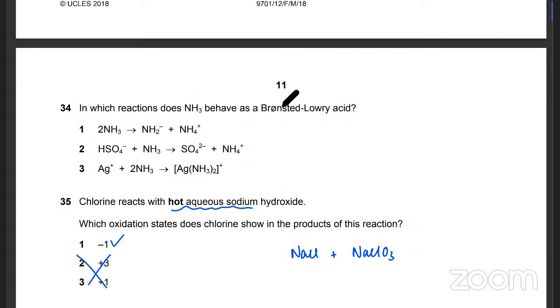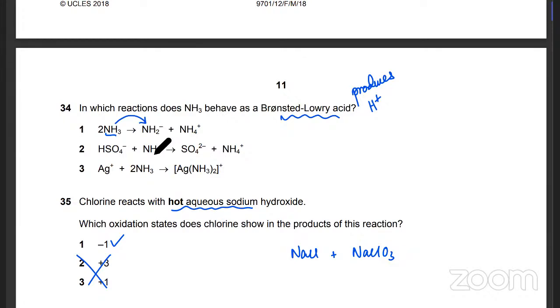In which reaction does NH3 behave as a Bronsted-Lowry acid? What does an acid do? It produces H+ ions. Okay, proton donor, right? So which options are correct? NH3 acting as an acid: 1 and 2. In the first one, it is acting as an acid, right? It's producing an H+, because when the H+ is lost, it turns into NH2-.